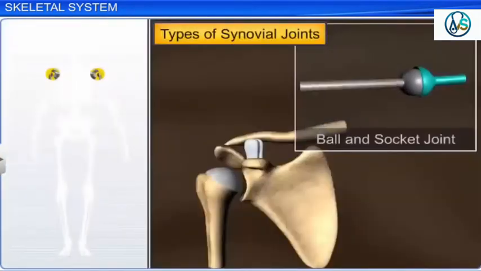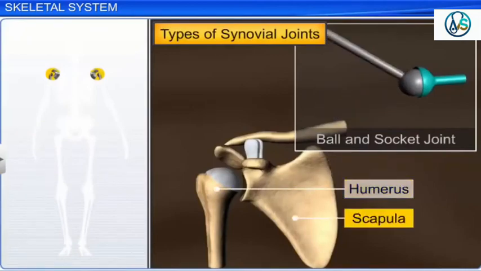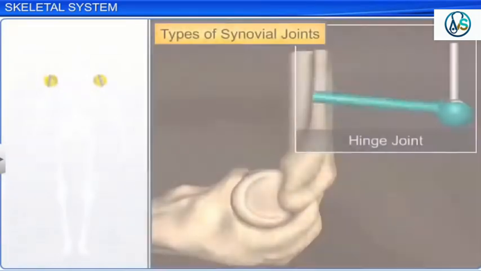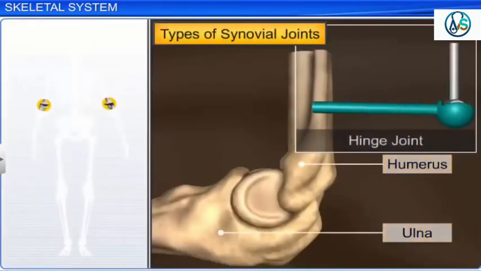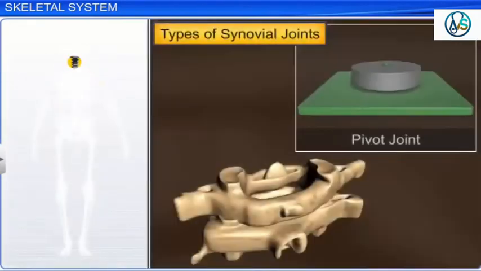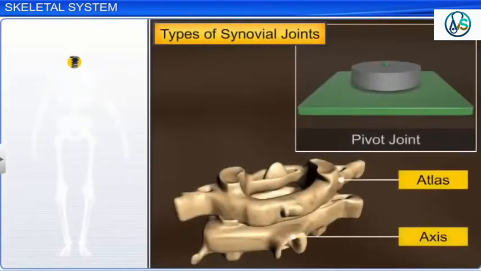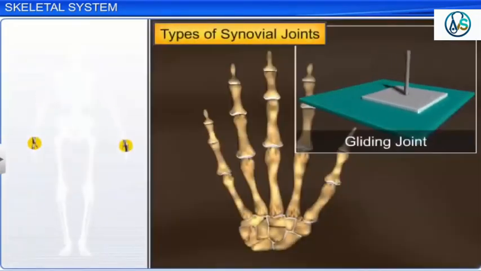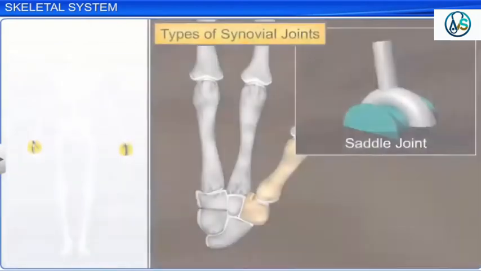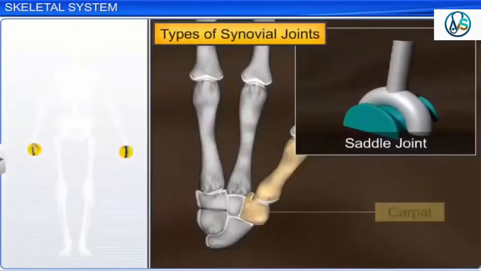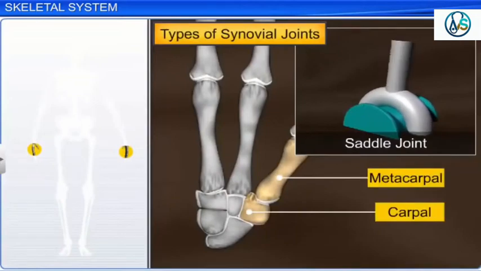There are several types of synovial joints, such as the ball and socket joint between the humerus and scapula, hinge joint between the ulna and humerus, pivot joint between the atlas and axis vertebrae, gliding joint between the carpals, and the saddle joint between the carpal and metacarpal of the thumb.